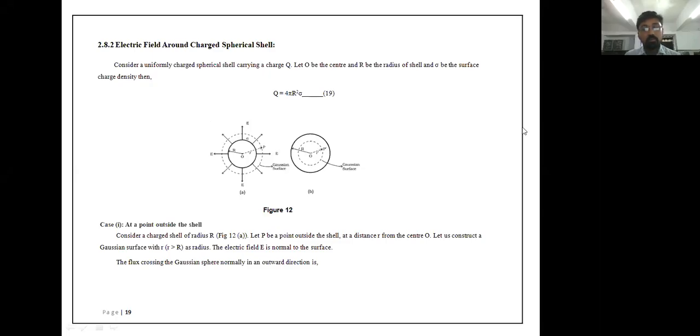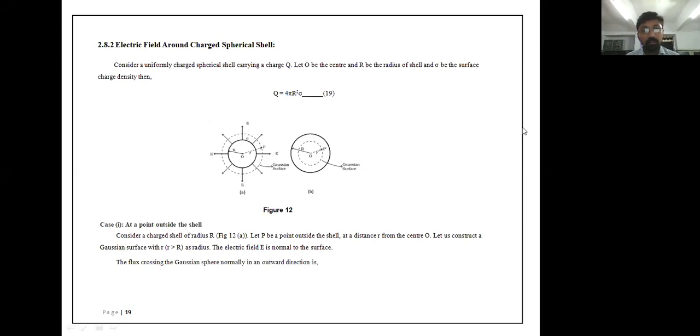Hello friends. In the last video we discussed the electric field around an infinite line of charge, in which we considered cylindrical symmetry. Now we will discuss the electric field around a charged spherical shell. Obviously, in this we consider a Gaussian surface with spherical symmetry.